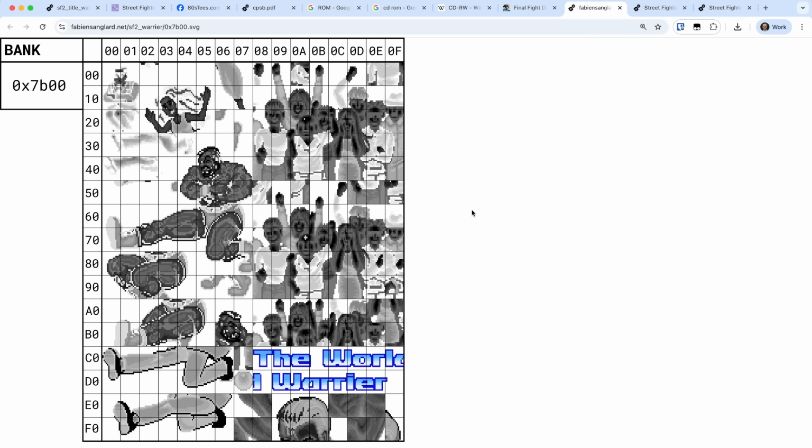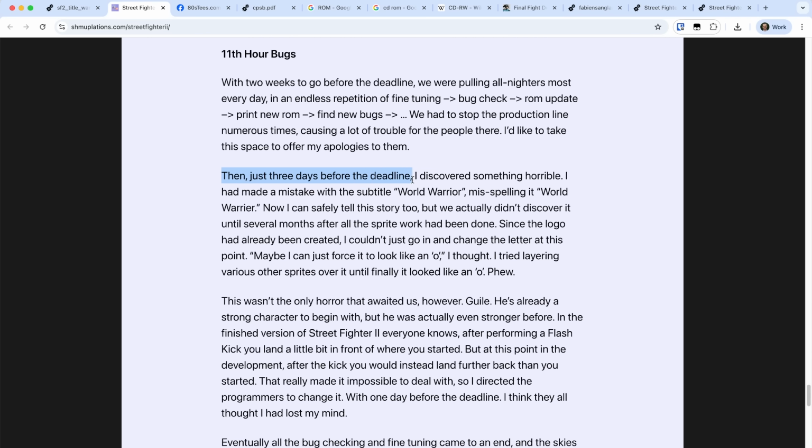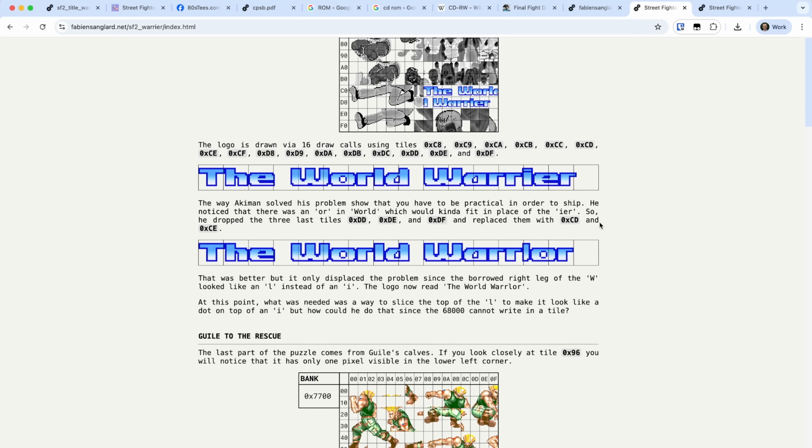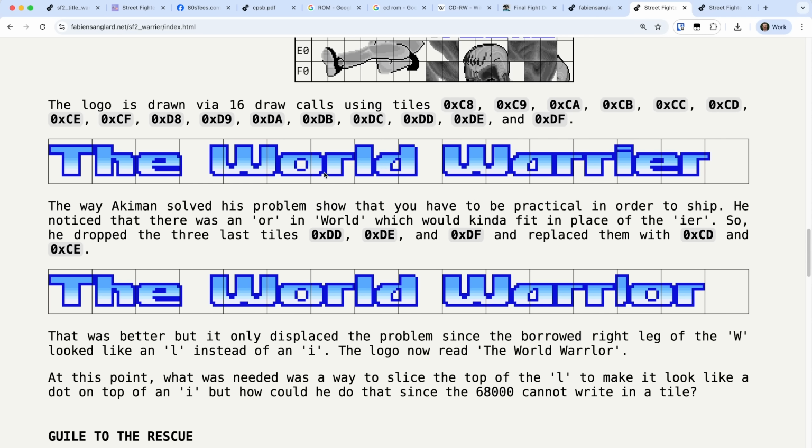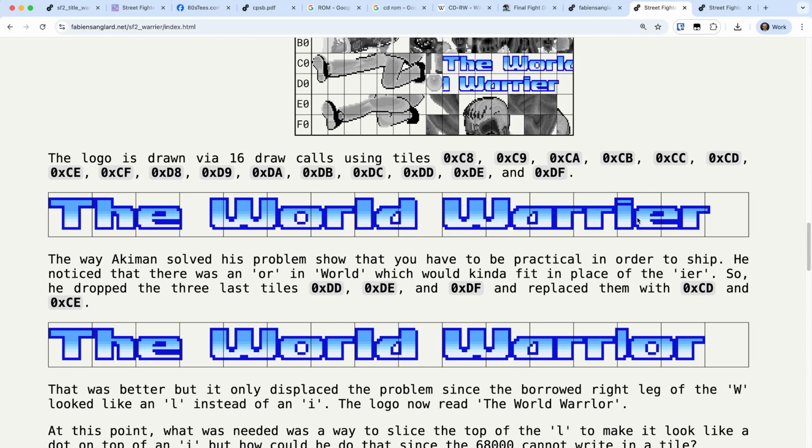Anyway, when it came to the title screen, the ROM that contained the World Warrior text had already been printed, and it contained this typo. And with only 3 days to go before the code ROMs had to be finalized, this had to be fixed. The only way that they could do this is by changing the code, not by changing the images. The way that they solved this problem was to notice that the WOR of World kind of looks like an IOR of Warrior. So instead of rendering the original tiles designed for IER, they actually just render the World tiles twice. But you'll notice that the I still doesn't look right. It's missing its sort of dot on the top.